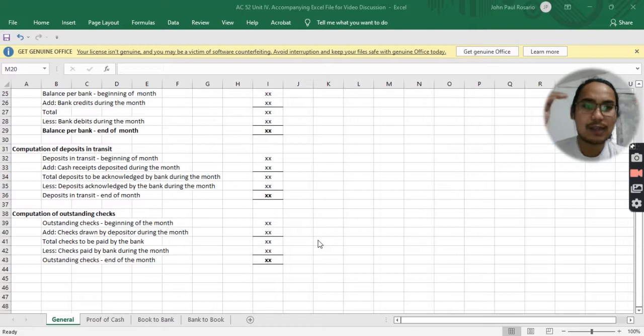So beginning outstanding checks, so tanan nimo nga-issue nga check nga wala pa na in cash, imong gipangtagaan og check, i-add nimo ang tanan nimong issuances for the month. So tanan nimong disbursements nga through check, and then i-less nimo ang tanan nga na-record or nabayaran na ni bangko, tanan nga nakaltas sa imong account through check issuances, then you will end up with your check issuances nga wala pa na in cash sa imong gipagtagaan og cheque.